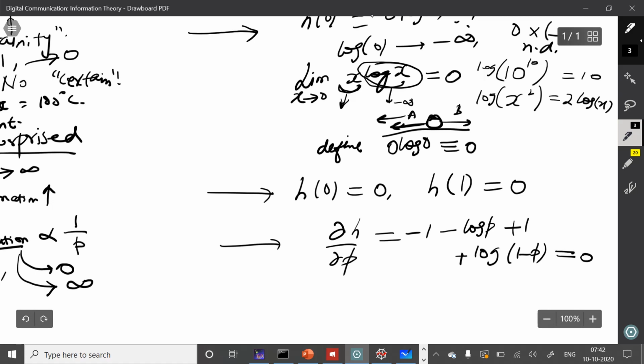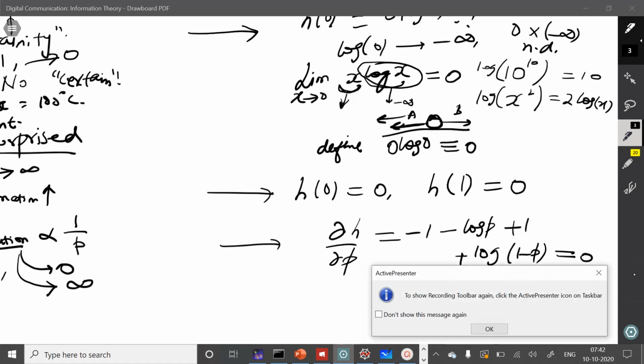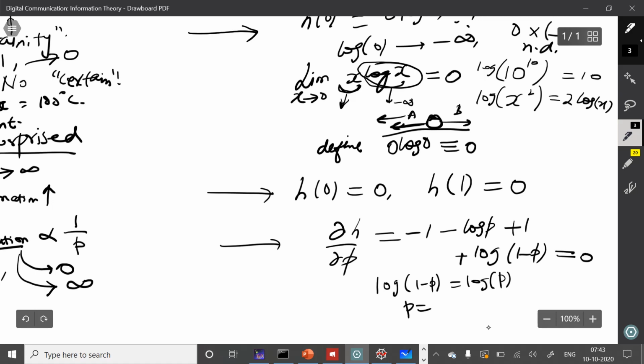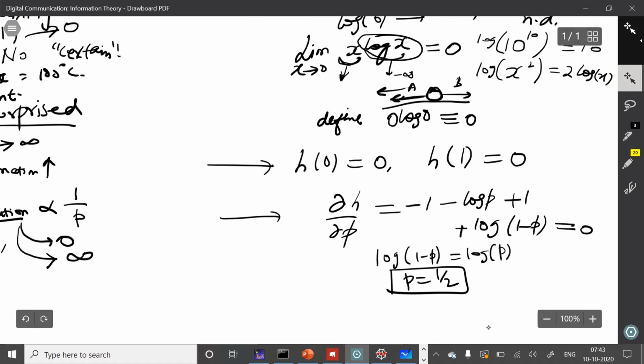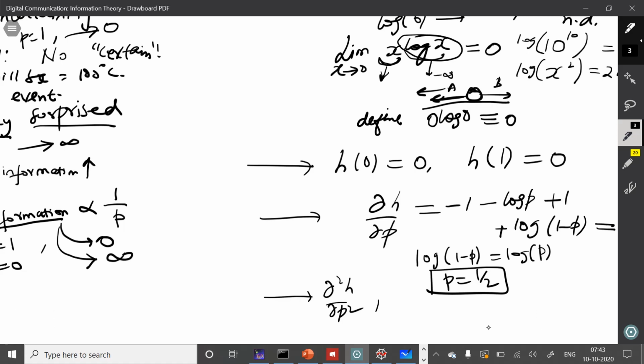Now you put this equal to 0. So we get log of 1 minus p equal to log of p, so p is equal to half. Just check, some sign change may be there. You can also confirm it: what will be the second derivative is an exercise for you. Check it, and what you will observe is that the second derivative at p equal to half is less than 0. So it means p equal to half is the point of maximum.